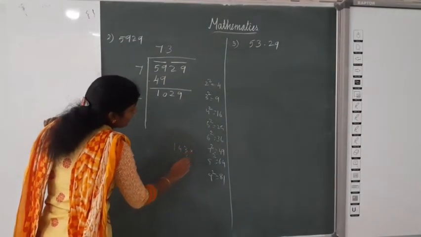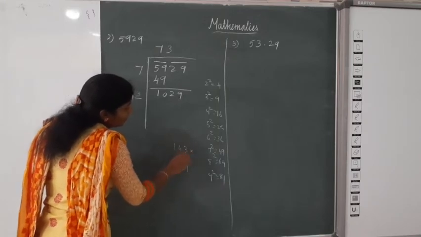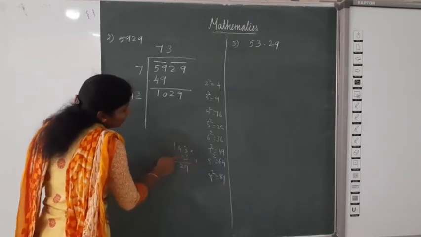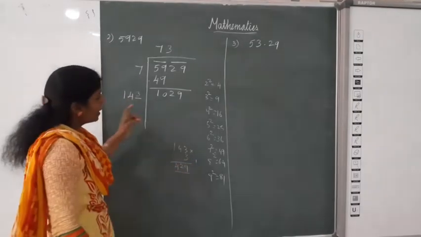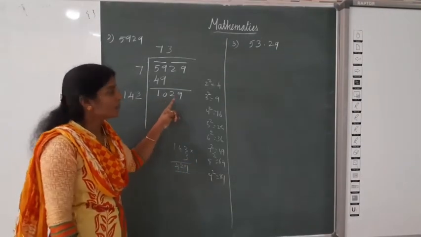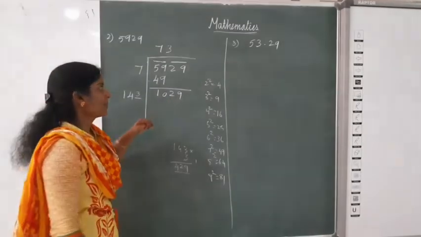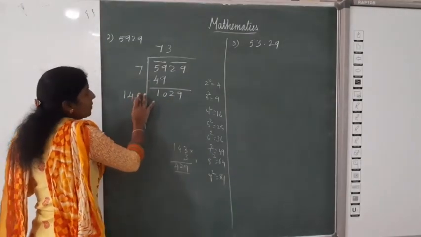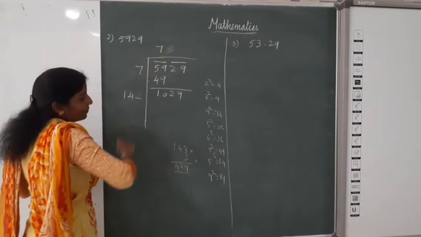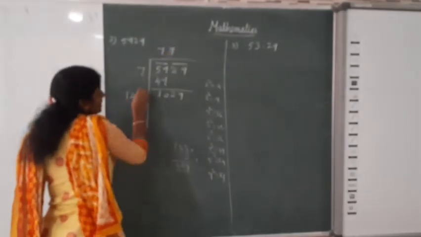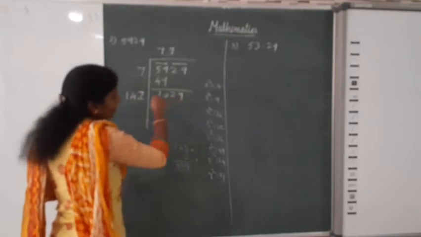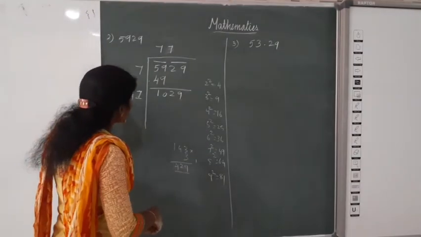143 into 3. 3 threes are 9. 4 threes are 12, 1 balance. 1 into 3, 3 plus 1 is 4. 429. But here we have 1029. Now here 3 is not possible. Isn't it? Okay. Now next preference is 7. Okay. 7 sevens are 49. Isn't it? Now we can check 147 into 7.